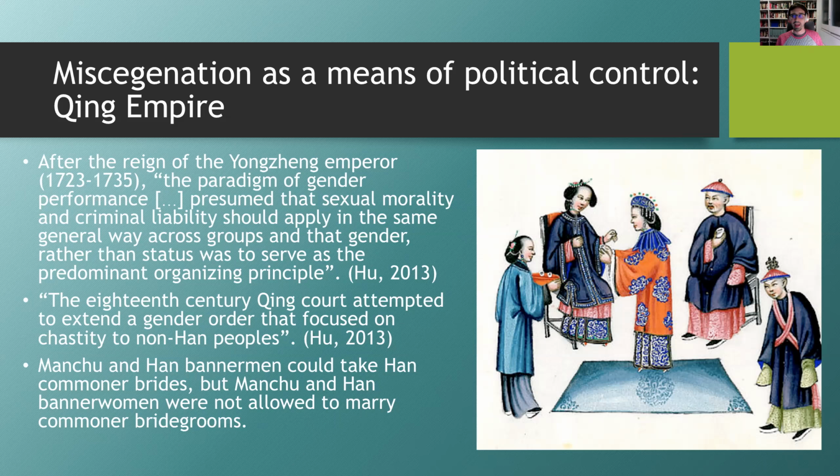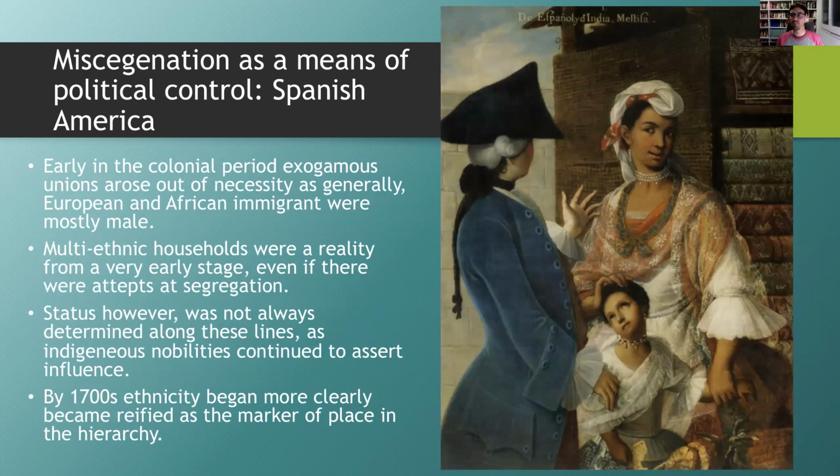Okay. Now, how did miscegenation work in a more European context? So let's look at Spanish America. In Spanish America, of course, miscegenation is just the reality. It's just the way things had to work. Early in the colonial period, exogamous unions, so marriage outside your own kinship or ethnic group, just arose out of necessity, because generally there were not a lot of European and African women migrating into the Spanish colony. Now, there were a lot of them, but they were just vastly outnumbered by the men. So multi-ethnic households were a reality from a very early stage.